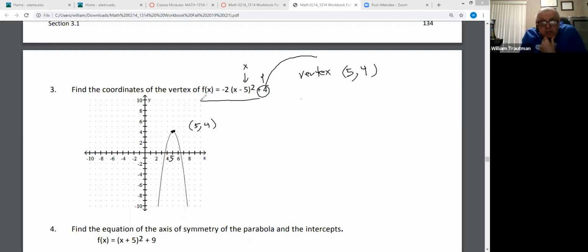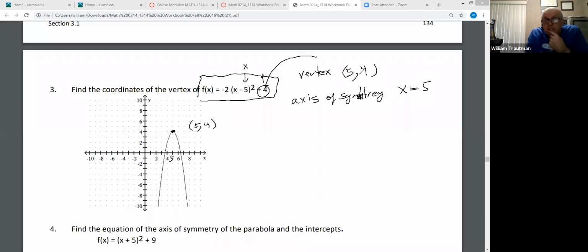You can get it off of the graph, or you can get it from the equation when it's in vertex form like this. Only when there's a parenthesis squared plus another number outside of it. So this is called vertex form. So type in the axis of symmetry. What's the axis of symmetry? X, yes, axis of symmetry always starts with x equals, and it's always the x coordinate of the vertex. X equals 5.